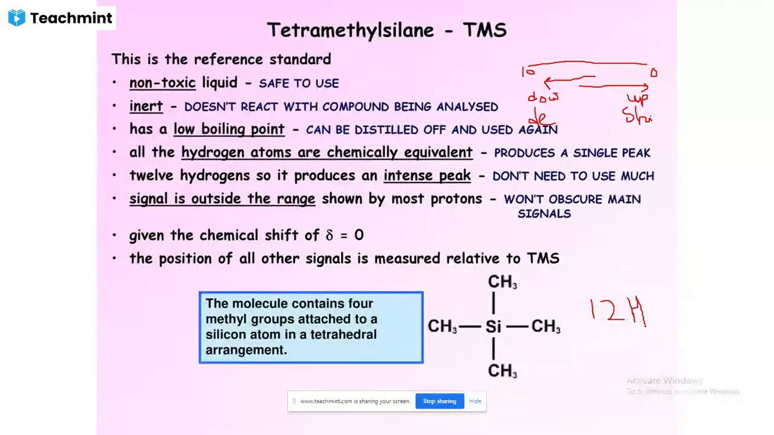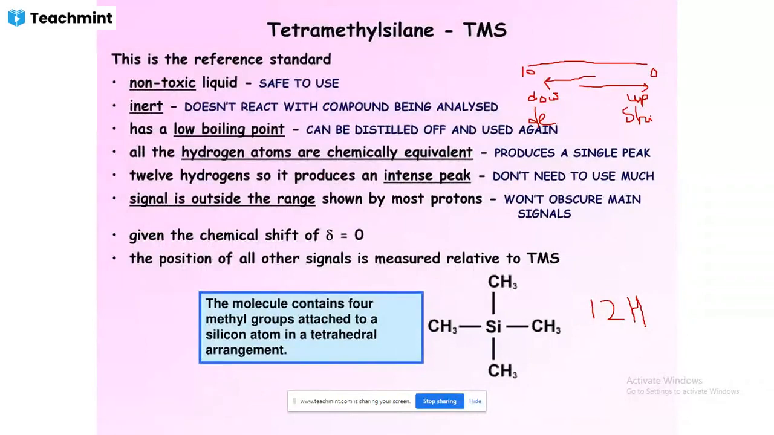A signal outside the range shown by most protons means we won't observe the main signals. So generally what we do is, given the chemical shift delta equal to 0, this value we give to the reference standard, we will give it 0. The position of all the other signals is measured relative to the TMS, and in relation to it we find out the values of the other things.